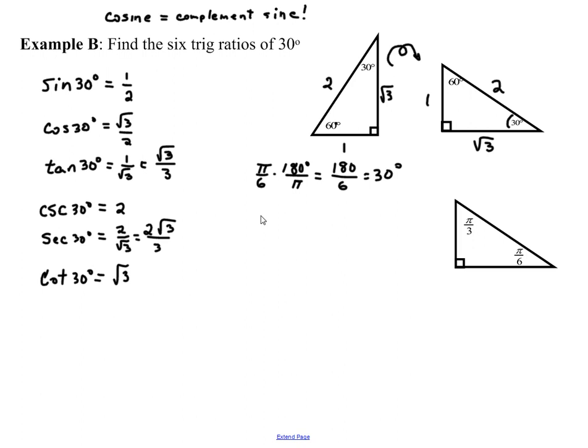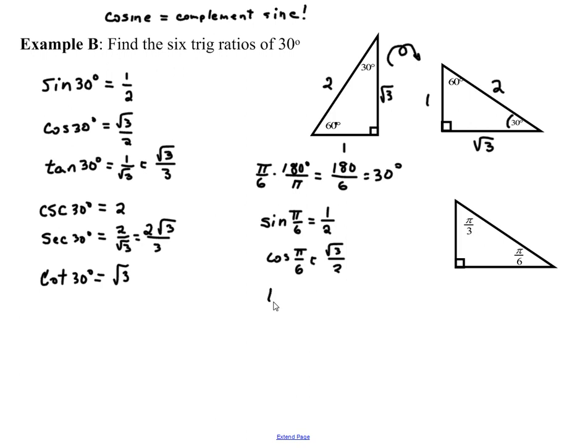So, rewriting this, if I asked you to find the sine of pi over 6, you should definitely tell me that the sine of pi over 6 is equal to 1/2. Because it's the same thing as taking the sine of 30 degrees. Pi over 6 radians is the same amount of rotation. Cosine of the angle pi over 6, consequently, is going to be square root of 3 over 2.